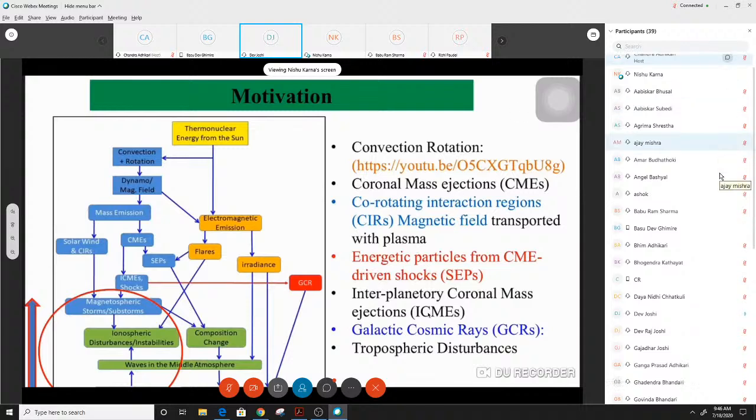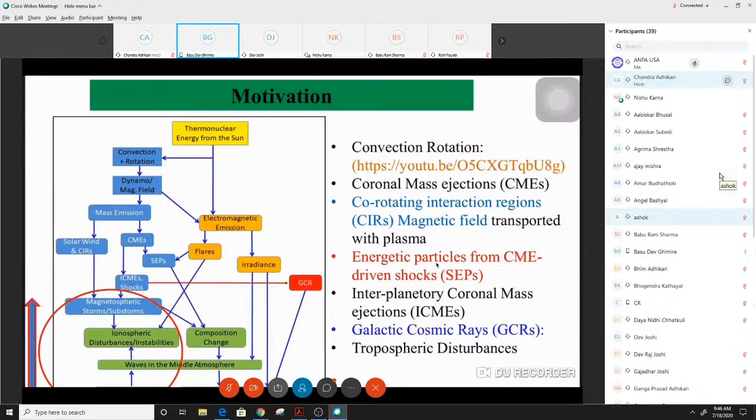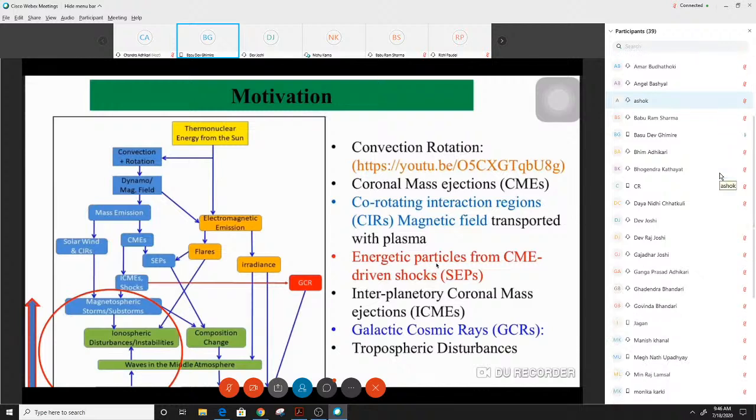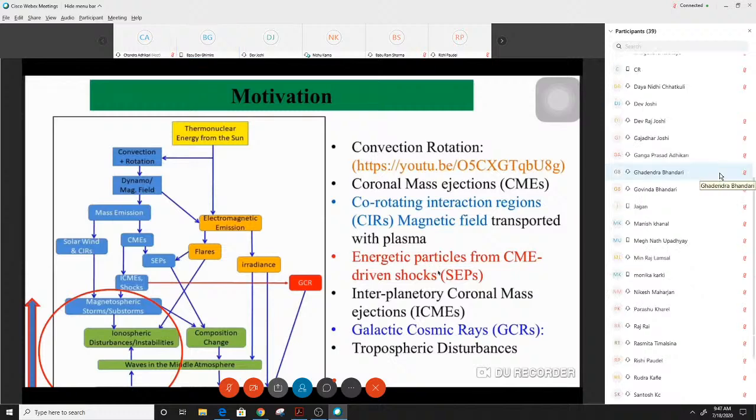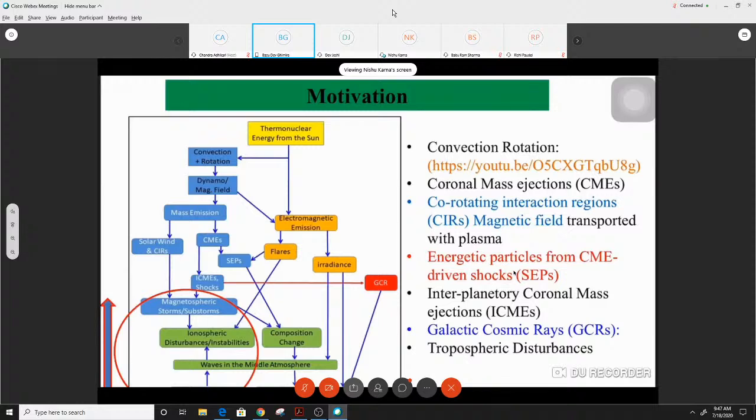Thank you, Dev sir. Actually, the effect on the ionosphere due to a magnetic storm is the ionizing process. That is one way of fluctuating the total electron content in the ionosphere.